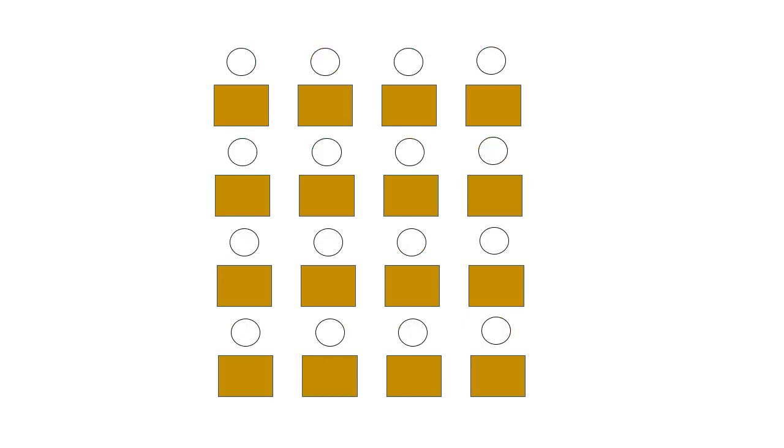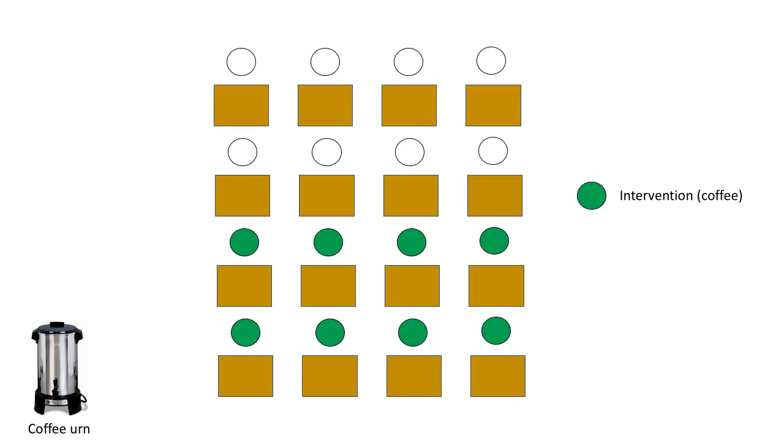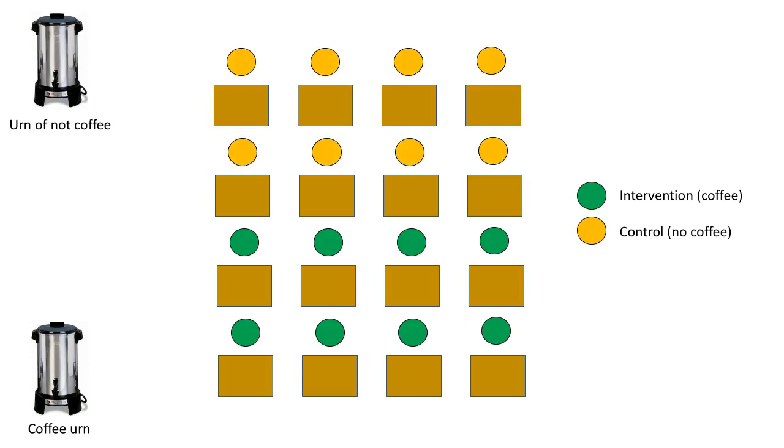But sometimes it's not feasible to randomly assign people. Let's say you have one big container of coffee and one big container of not coffee. For the sake of efficiency, you set the container of coffee at the front of the room so that everyone in the front half of the class is in the intervention group. And you set the container of not coffee in the back so that everyone in the back is in the control group. This is a quasi-experimental study because you have not randomly assigned participants to one group or the other.